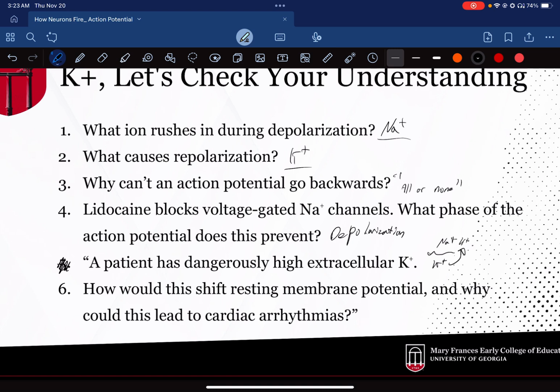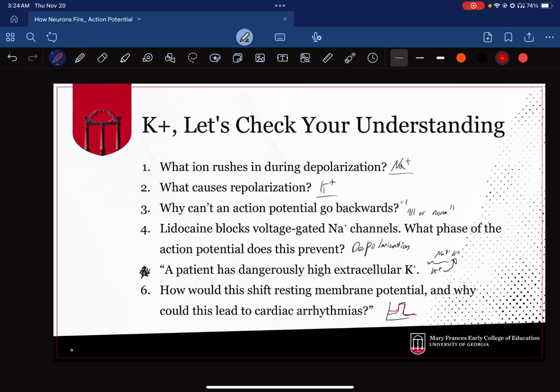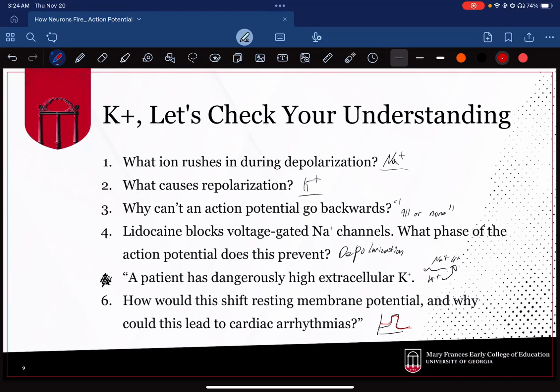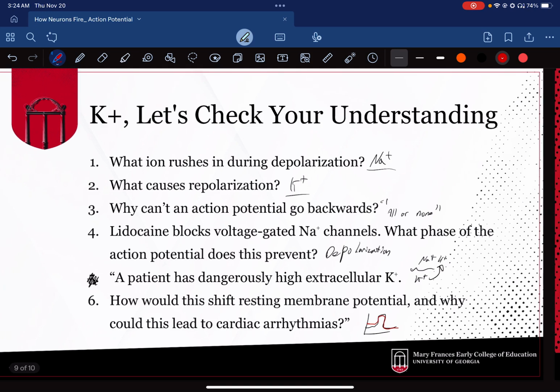Why could this lead to cardiac arrhythmias? Well, if we have a higher resting membrane potential, we're going to have our normal resting membrane potential, and now we're going to have an increased resting membrane potential. Notice how everything else stays the same, including our threshold. Now, if we're really close to our threshold, it doesn't take much to start it, and we can have more accidental starts. And once we start an action potential, there is no going back, so we can trigger an arrhythmia, meaning we can trigger our heart to beat out of order. This is not good, so it's very important that we maintain a resting membrane potential that is stable.